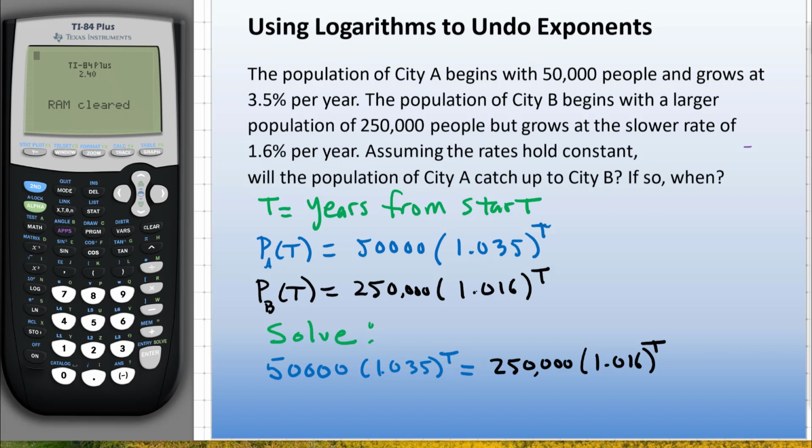T is the time from the start. We have two models for population, for the city of A and for the city of B, and we're trying to find out, will these two cities ever catch up to each other? And they will if the equations are ever equal. So this is the equation down here that we want to solve. I gave myself a new screen, a big slate, so that we can solve that here.